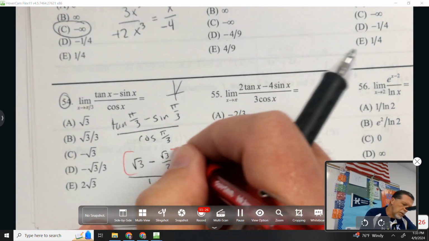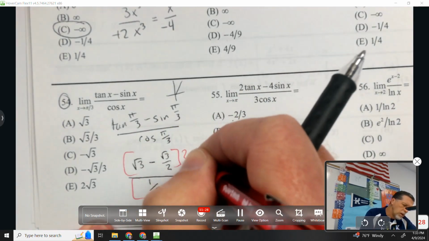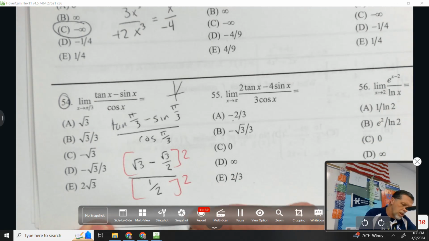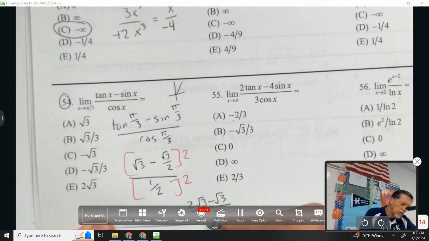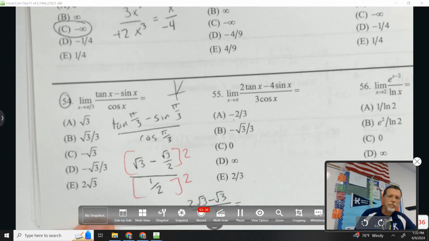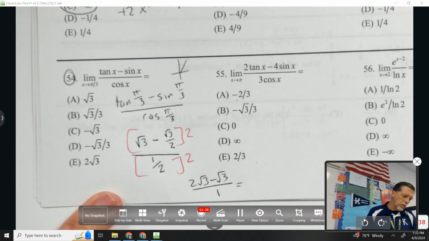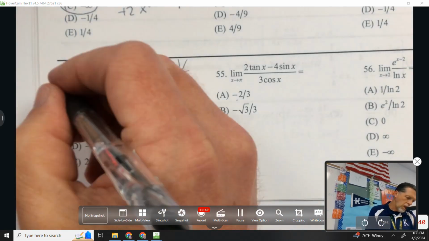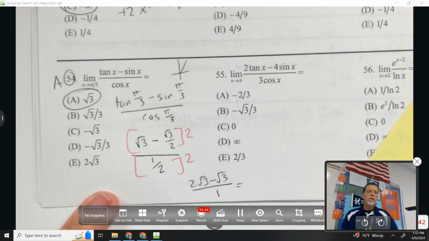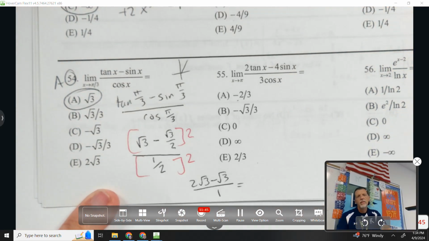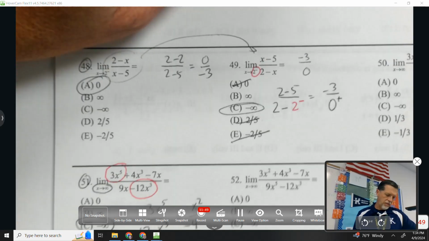So let's multiply everybody by 2. So I've got 2 root 3 minus root 3 all over 1. Well, 2 root 3's minus a root 3 is just root 3. So that one, there wasn't really any calculus in that. That was all unit circle algebra stuff.